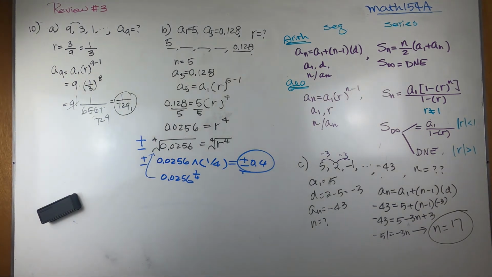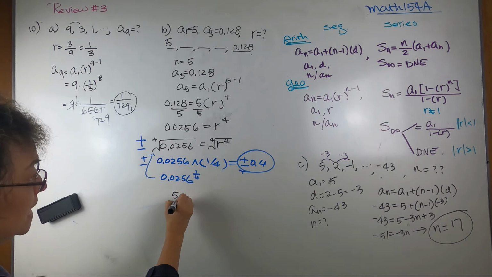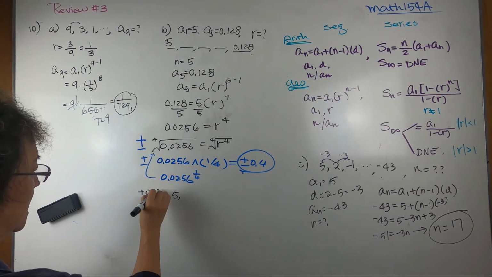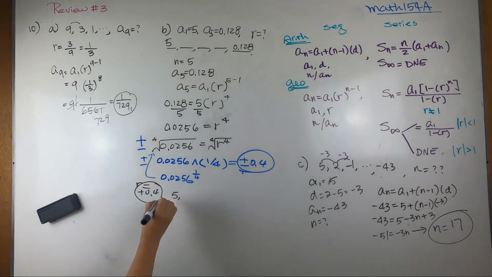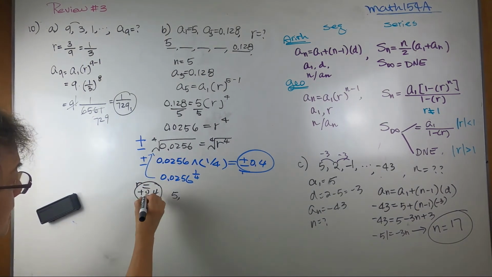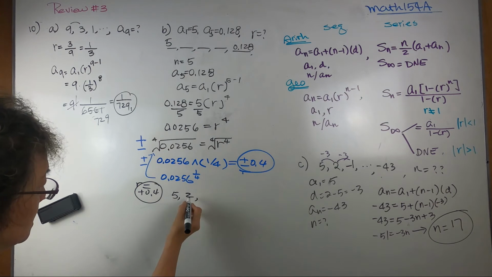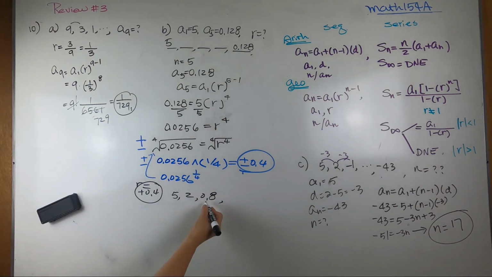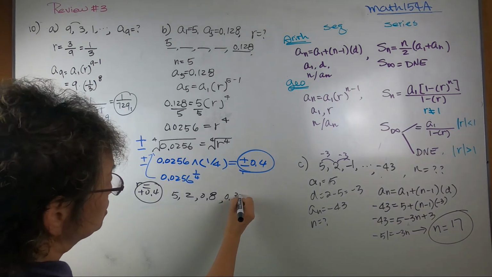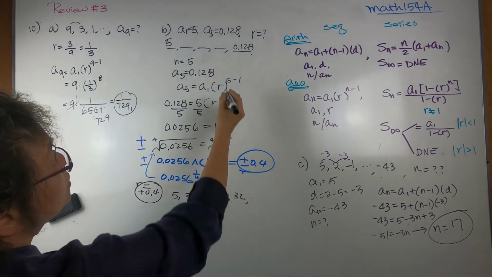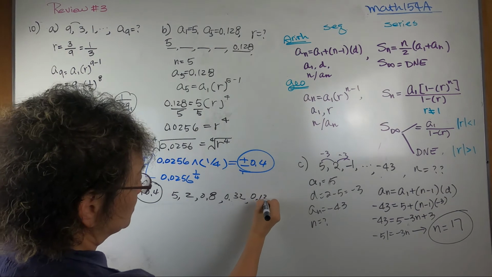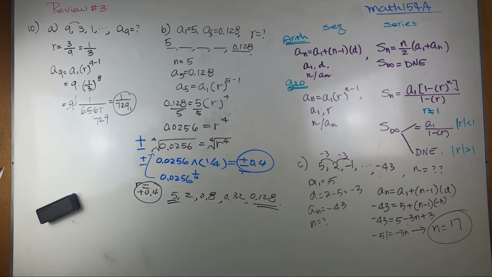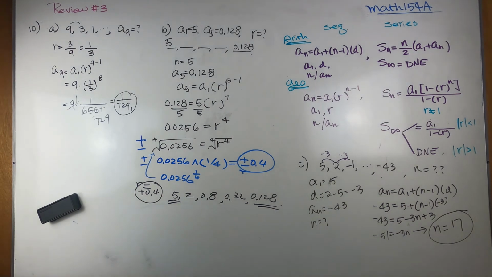Okay? Take a look. The first one is a 5. You multiply, if it's a positive 0.4, right? Your first r. So the next one will be what? 5 times 0.4 is 2. Then times 0.4, 0.8, right? Times 0.4, 0.32, times 0.4 would be what? Right? So the first one is 5, the last one, the fifth, would be 0.128.